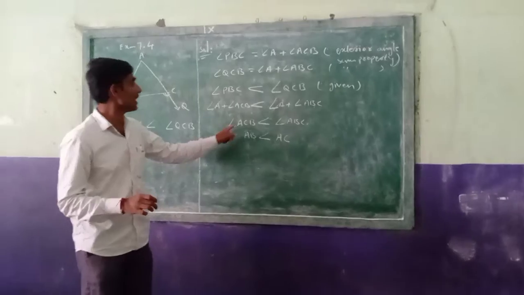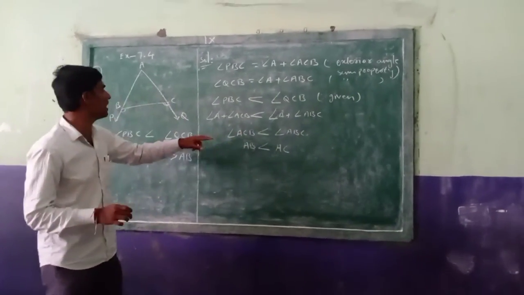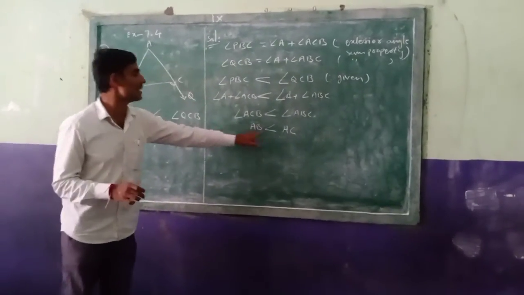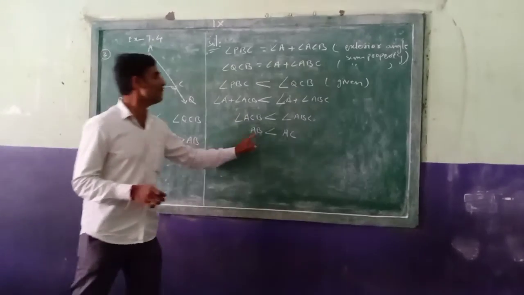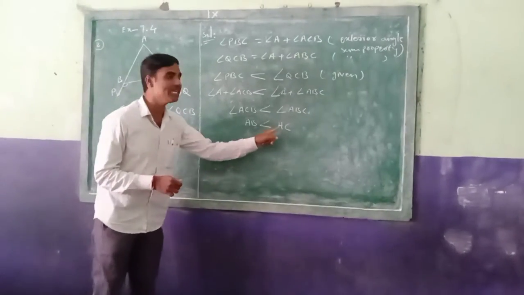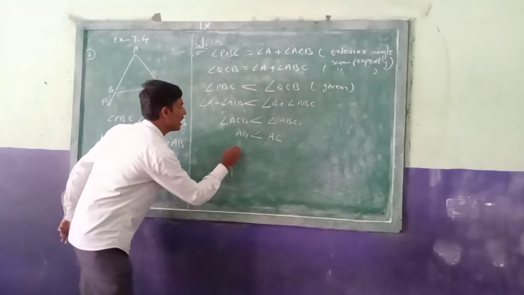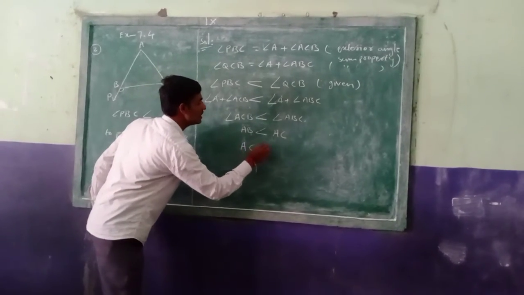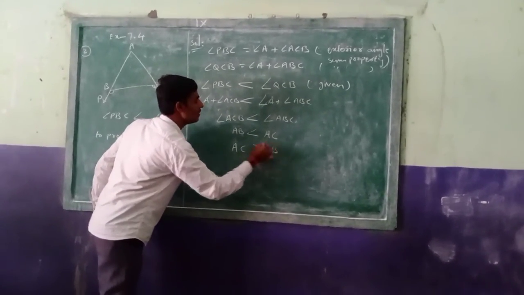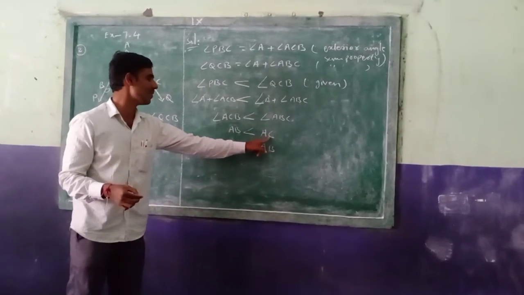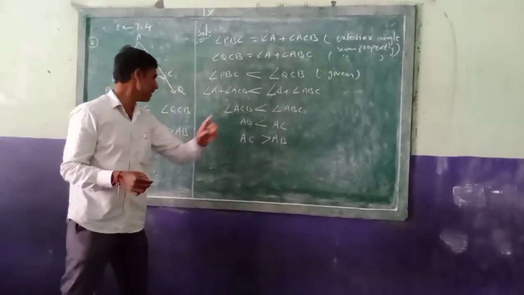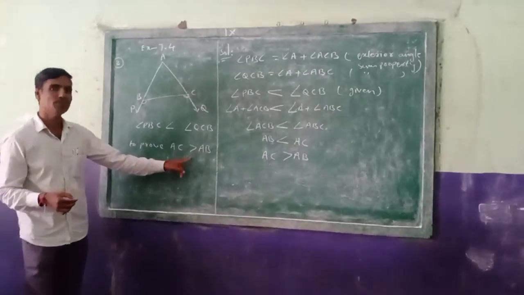So angle ACB is opposite AB, and AB is less than AC. So AB less than AC means AC is the greater one. So we can conclude AC is greater than AB. Hence proved.